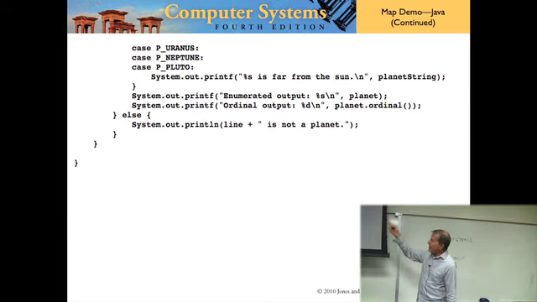But now it does require a method. How do we get the ordinal value? It does require this method named ordinal. Okay? And that's an integer, so we use the %d.